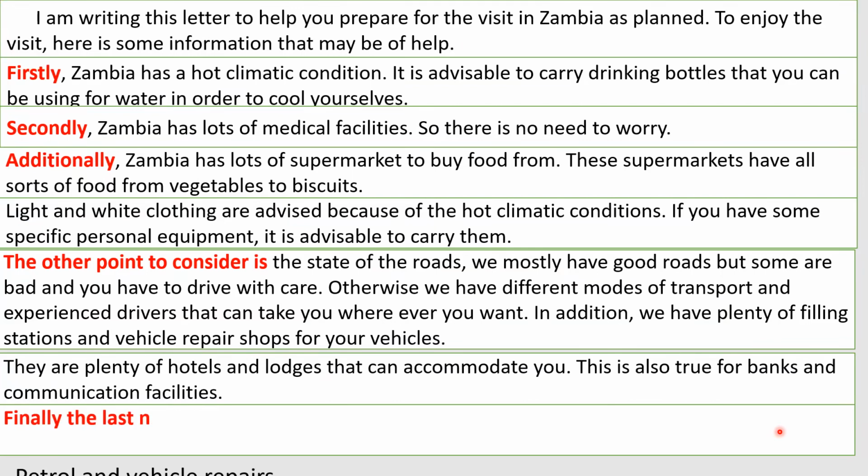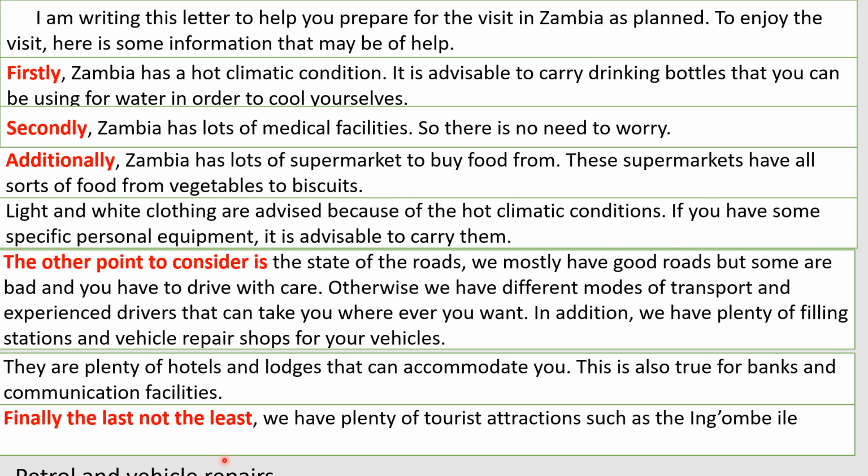Okay, so to finish it off, finally, the last and not the least, we have plenty of tourist attractions such as the Ingombe Ilede, which would amuse you. So this one, it's a nice way of showing that this is your last point, but it is also very important. That's what it means. Finally, the last and not the least shows that it is the last point, but not the least.